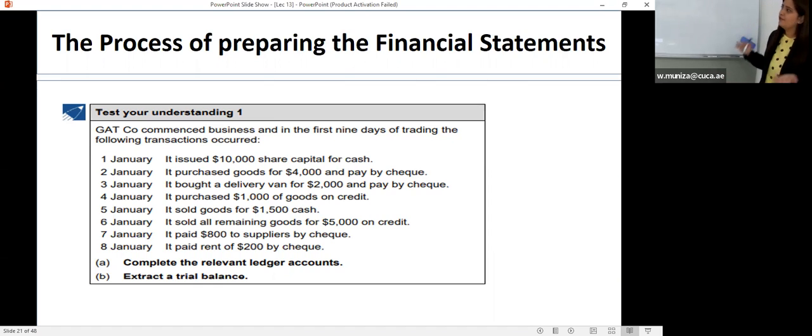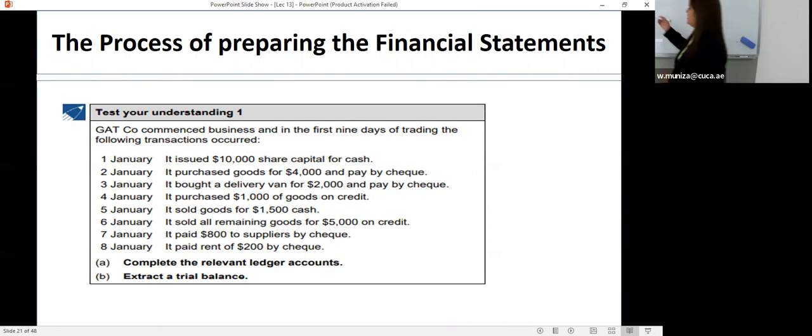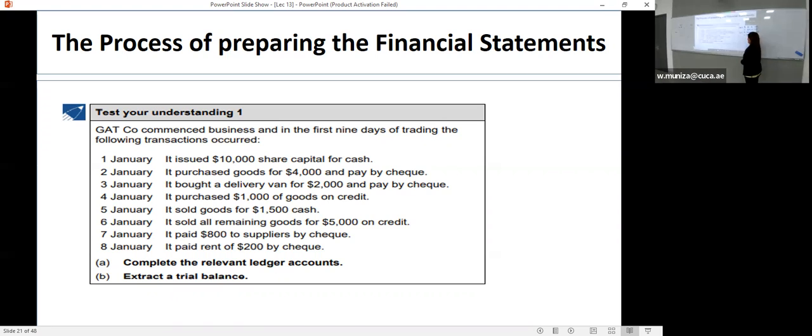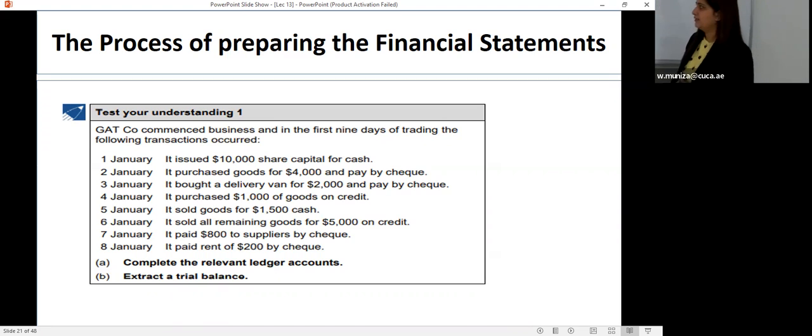It purchased goods for 4,000 and paid by check. They have paid it in the form of a check. Debit is going to be the purchases account and the amount is $4,000, and credit will be bank account or cash account, whichever is feasible. Then 3rd January, it bought a delivery van for $2,000 and paid by check.